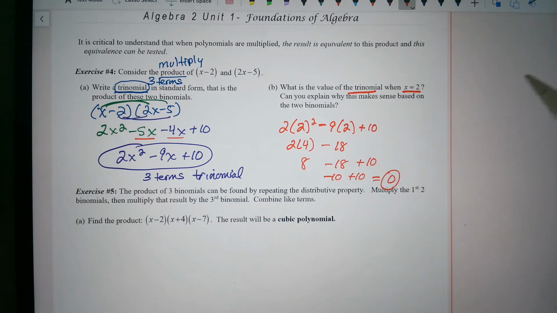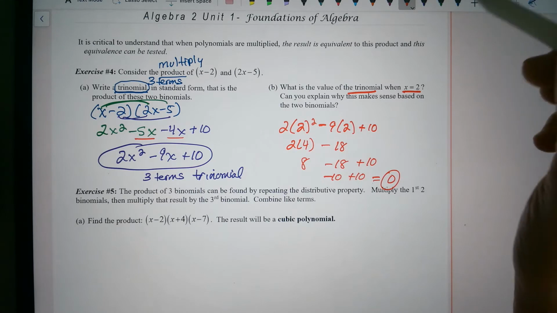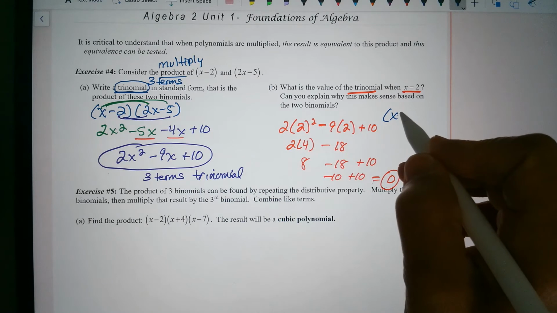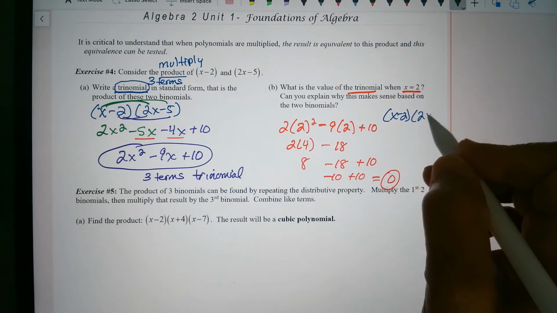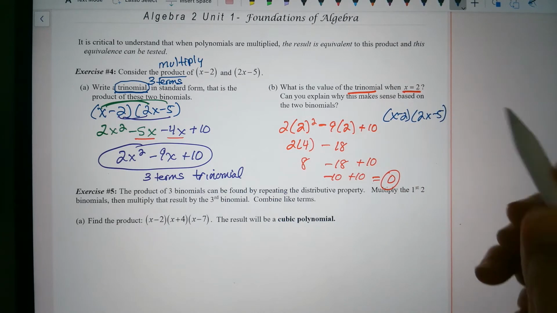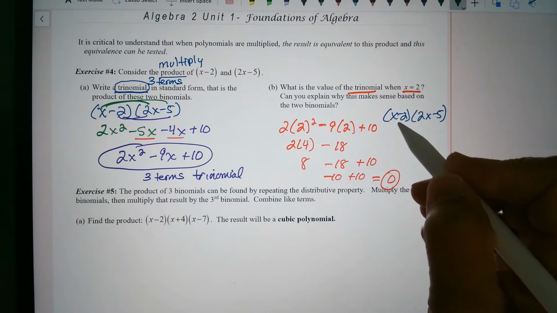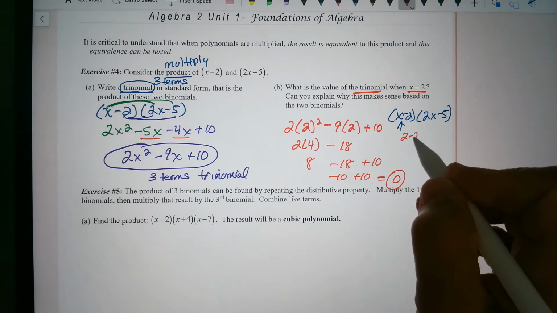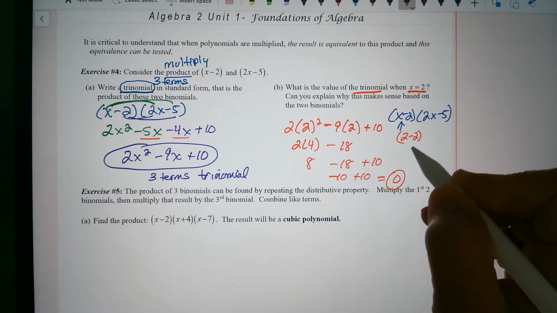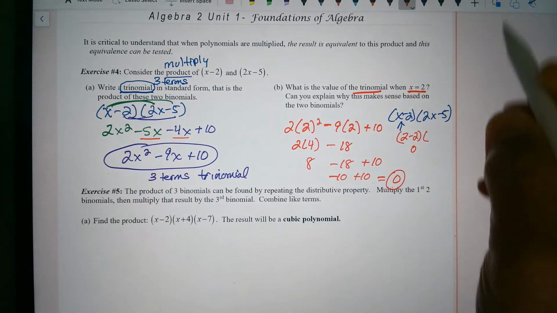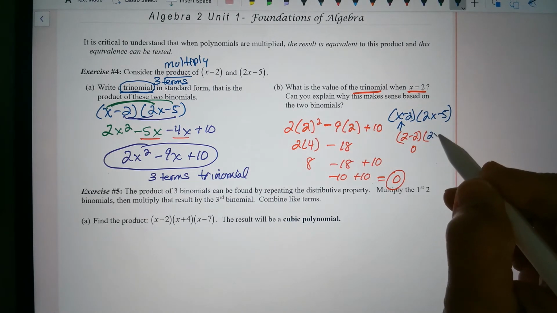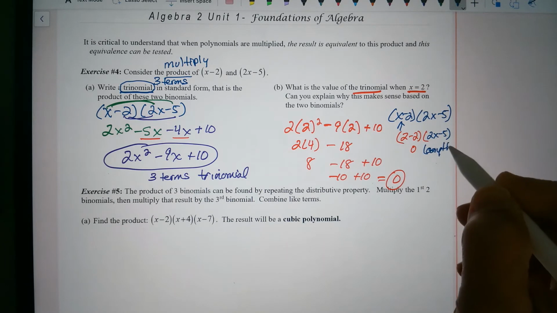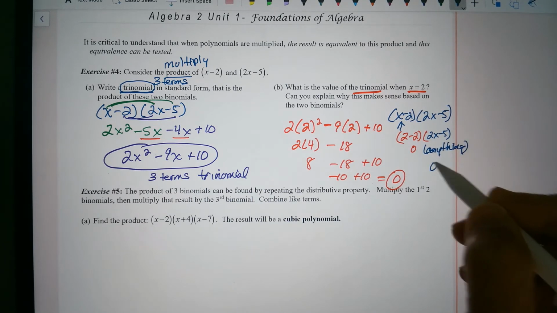Can you explain why this makes sense based on the two binomials? So if we look back at our two binomials, they are x minus 2 and 2x minus 5. Well, if we put 2 in for this x, what is 2 minus 2? It's 0. What's 0 times anything? 0 times anything is 0.